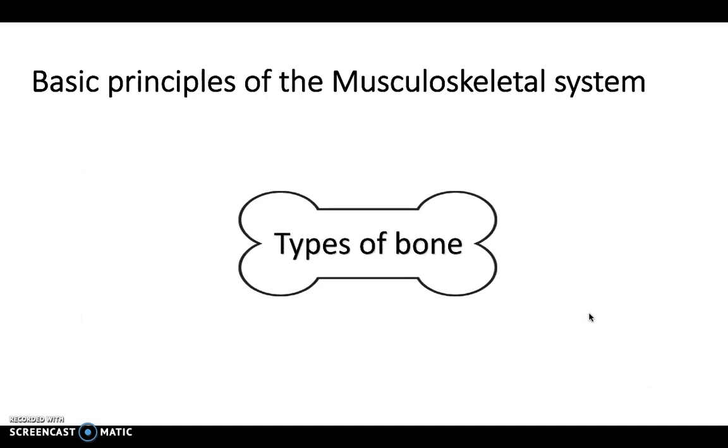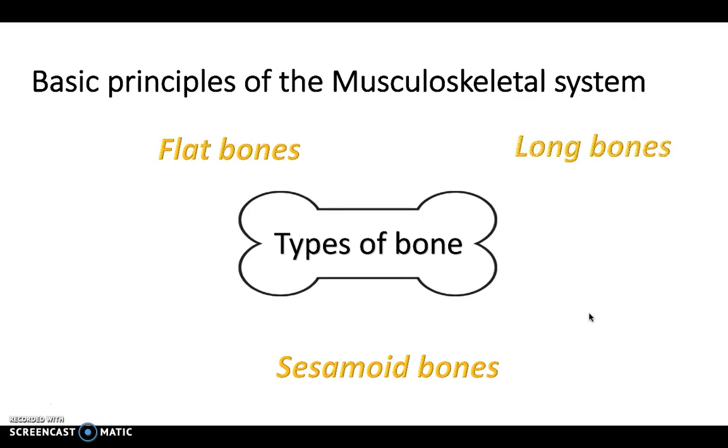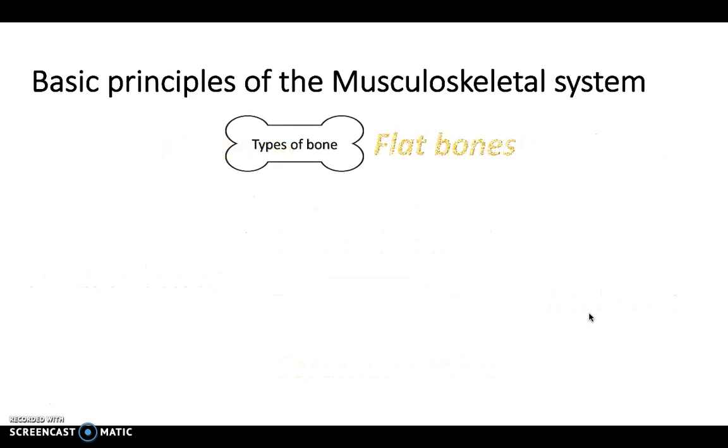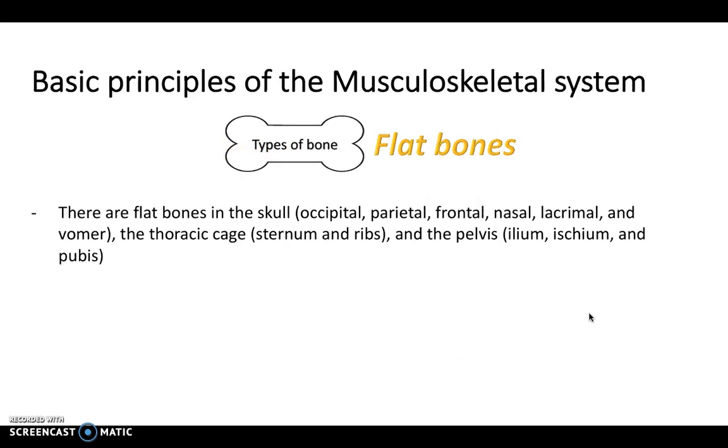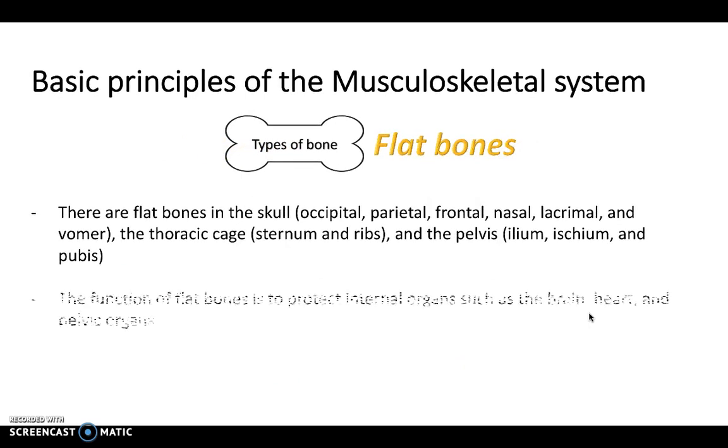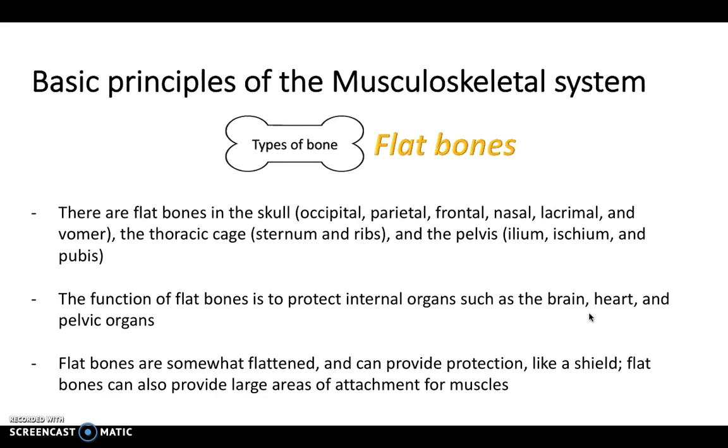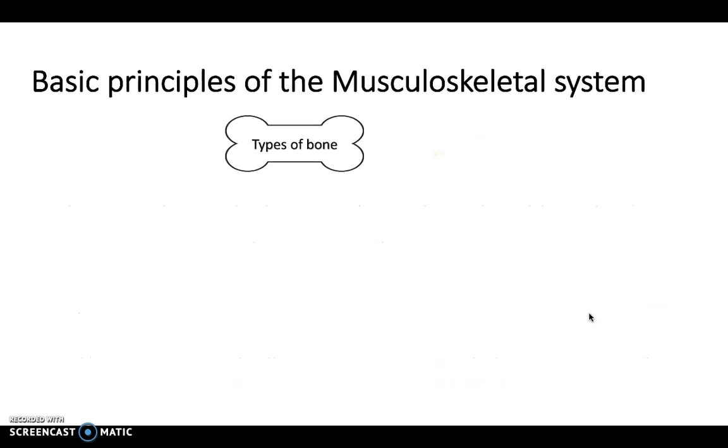So the next thing to remember is there's not just one type of bone. You can have flat bones, sinusoid bones, long bones, short bones, and irregular bones. So there are lots of different types of bones. So first of all, flat bones. These are what we find in the skull, the thoracic cage and the pelvis. And the function of these is to protect internal organs, obviously such as the brain, the heart and the pelvic organs. And flat bones are somewhat flattened and can provide protection like a shield. And they also provide large areas of attachment for muscles, which is obviously great around the face and around the thorax because that's where we have lots of our muscles.